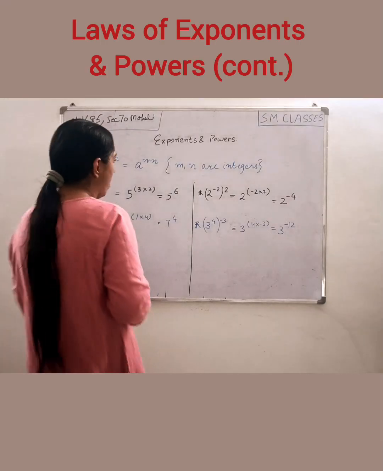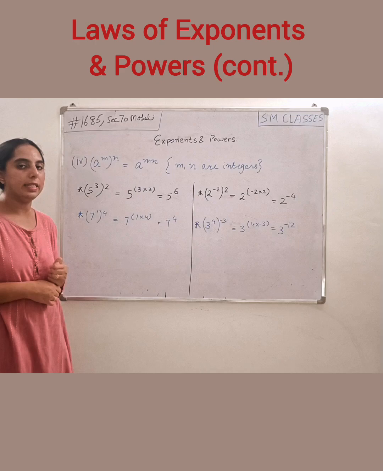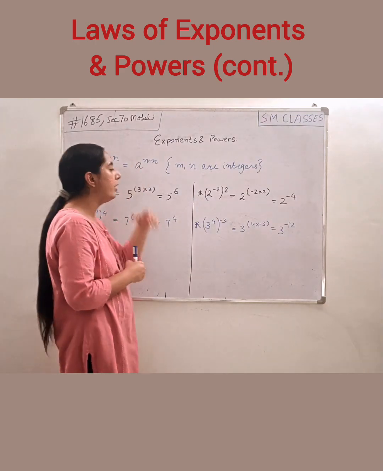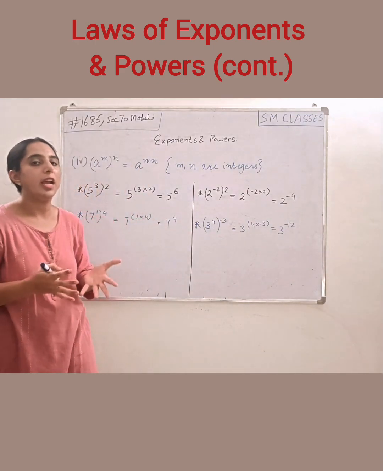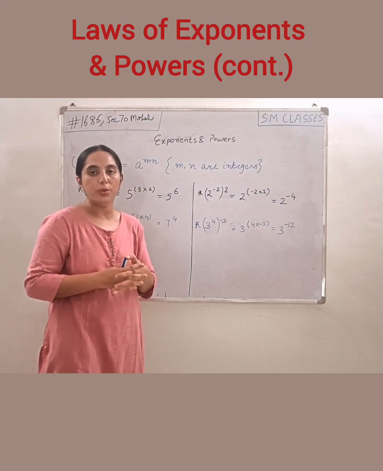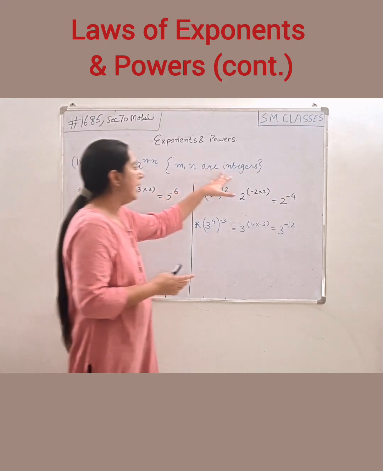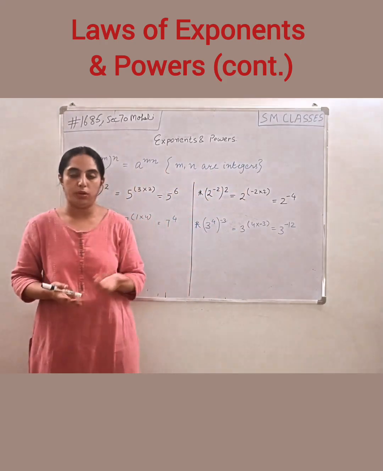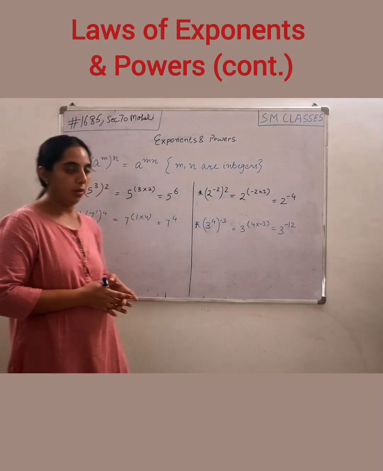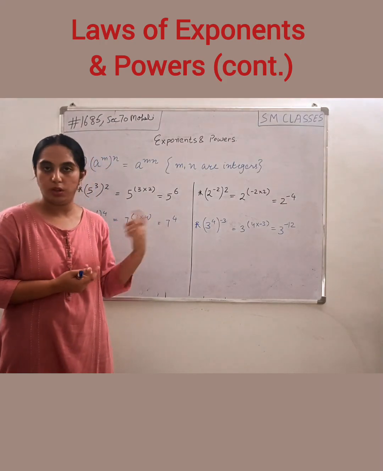Okay, so this law, (a^m)^n, is actually equal to a^(mn). A raised to power mn means the powers have been multiplied, m into n, keeping the base as a. Here m and n are integers, they can be positive, negative or 0. So let's see through the example how we can solve the question based on it.